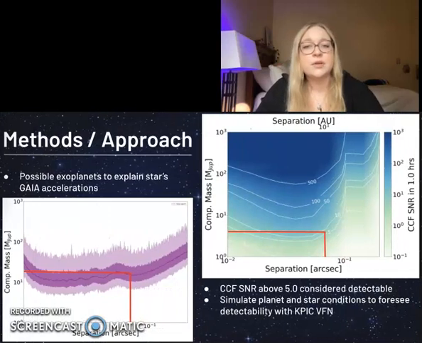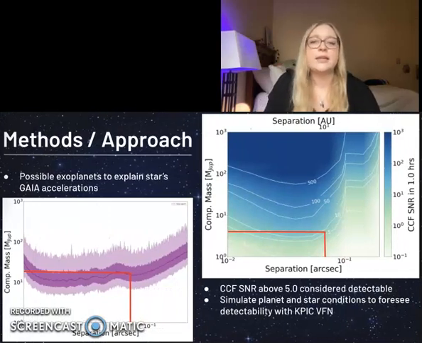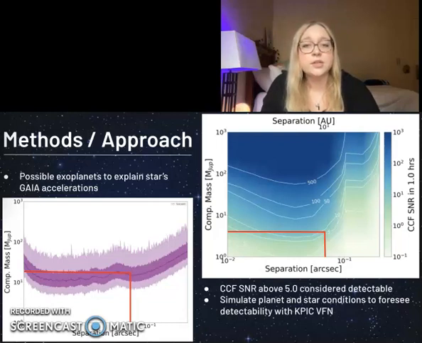My project for the summer was to see what kinds of planets VFN can detect, and more specifically create a target list of stars for when we start observing with VFN next year. To do this, I started with a previously generated list of promising targets for the VFN mode of KPIC. I then expanded on an existing simulation code that now utilizes actual star parameters such as mass, diameter, and temperature.